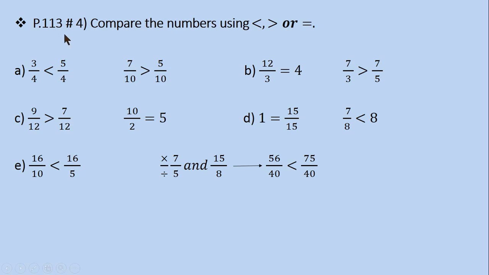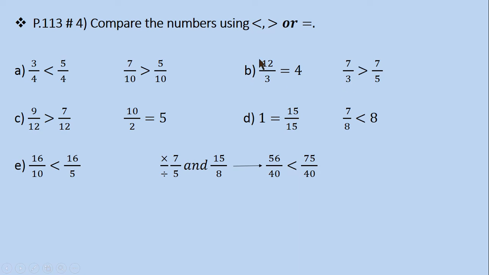Page 113, number 4. Compare the numbers using less, greater, or equal. To compare the numbers, we have to look at their denominators. If they are the same, compare numerators. At their numerators, if they are the same, compare denominators. The smaller denominator is the greater fraction.